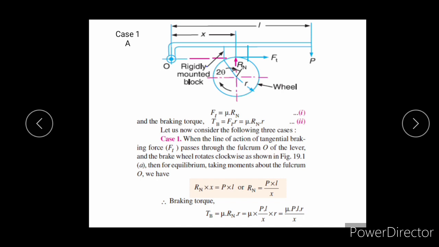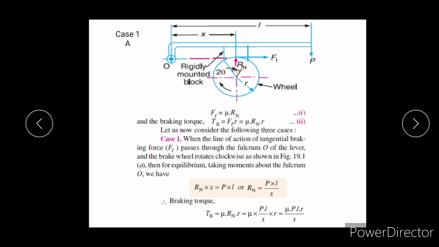So if you want to find the braking torque, what is torque? Torque T is equal to force into perpendicular distance. So this force Ft is acting in this direction, and this force into perpendicular distance will be the radius from the center of the wheel. This will be the torque acting on the wheel, right?